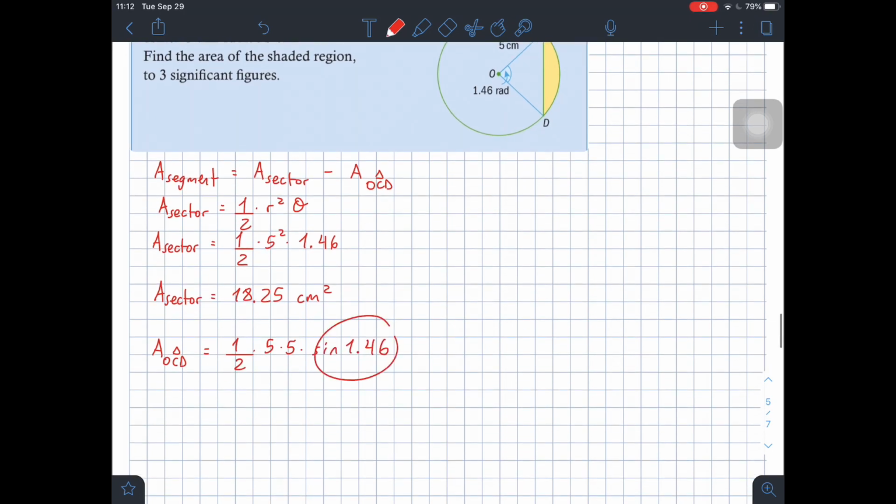Remember that in order to solve this, and this is very important, our calculator must be set to radians. If it's not set to radians, then you will get a wrong result. So make sure that you check that your calculator is correctly set to radians first. Remember, it's shift menu, and then you go to angle and you click on radians.